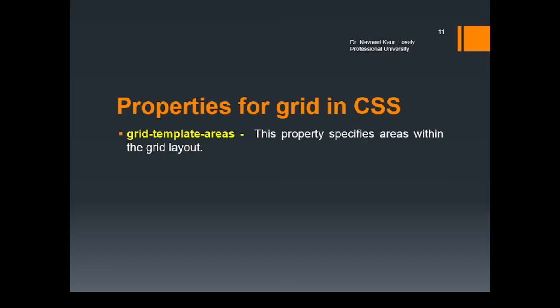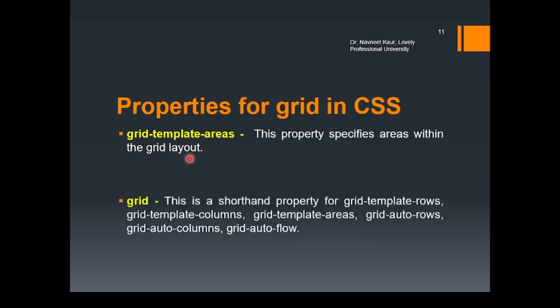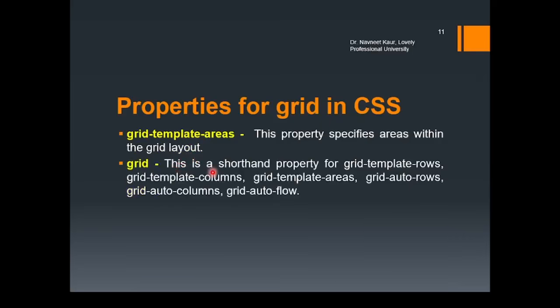Next property we have is grid template areas. This property specifies the areas within the grid layout. And one last property that is a combination of so many properties, which is grid. It's a shorthand property for grid template rows, grid template columns, grid template areas, grid auto rows, grid auto columns, and grid auto flow. So all these properties can be simply defined within the grid property.